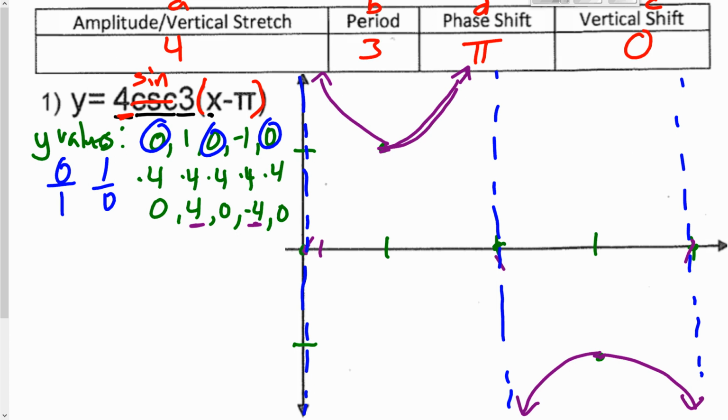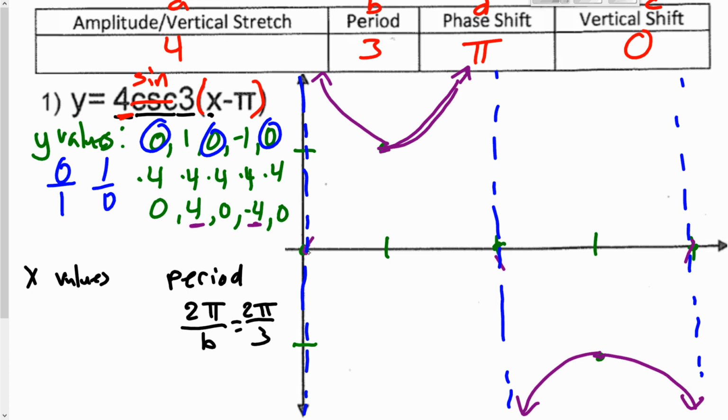Now we need our x values. Right, and that's where all the rest of the information comes in, that b and d. So, we are going to take our x values. First we need to take our period, which normal cosecant is the same as sine, that's 2 pi. We're going to divide that by our b. Our b is 3, so that's 2 pi over 3. So that's our period length. So from here all the way across to there, one period length is 2 pi thirds, right?